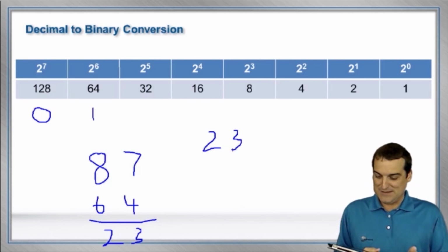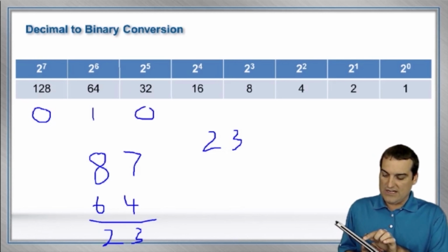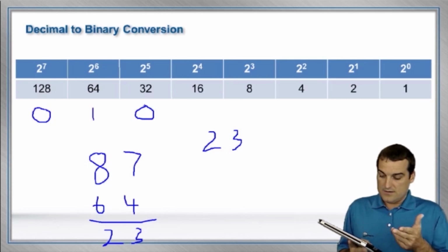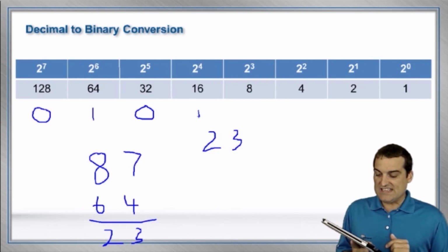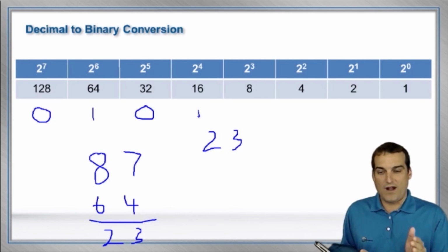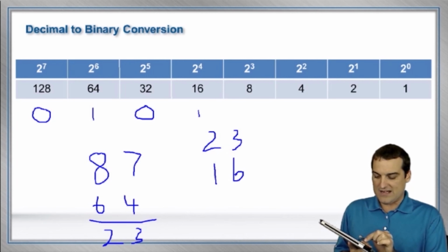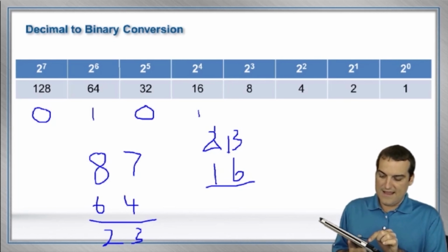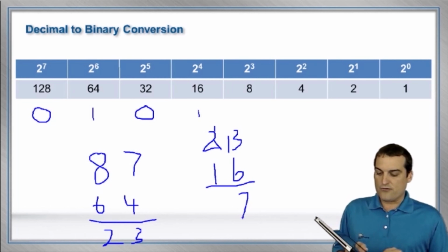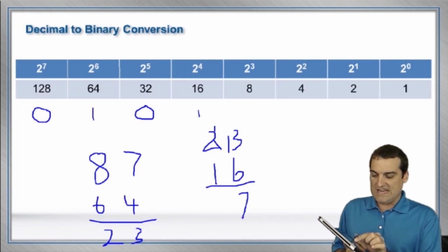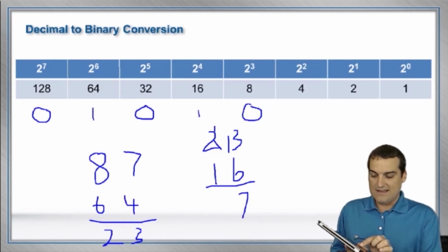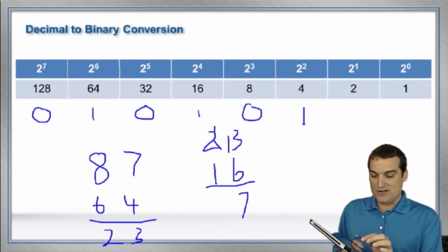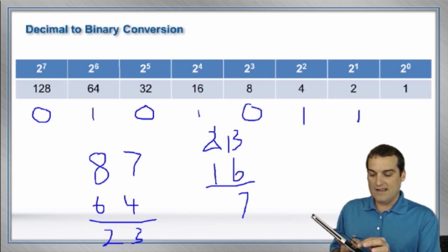I told you this was easy math. Can we subtract 32 from 23? No, we can't. So no subtraction to do there. Can we subtract 16? Yes, we can. So we put a 1 in that position, and we subtract our 16. The remainder is now 7. Can we take 8 from 7? No, we can't. Can we take 4 from 7? Yes, we can. That's a remainder of 3, so we have a 1 and a 1.